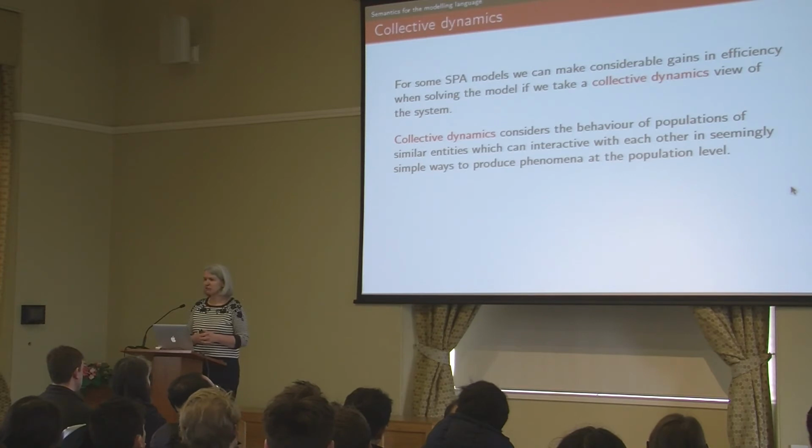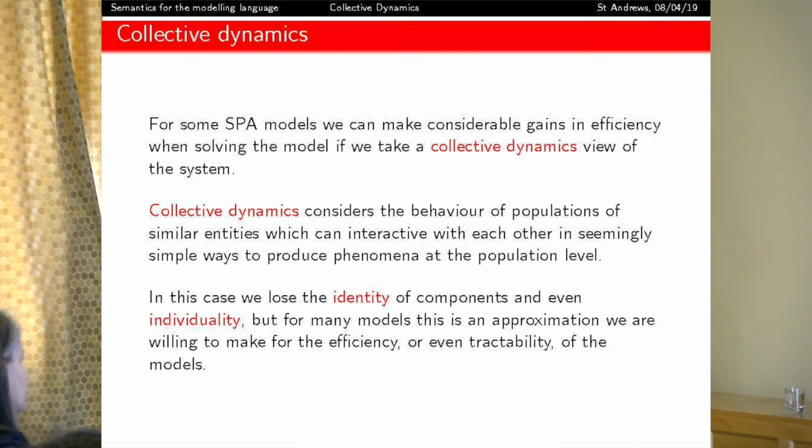That might seem a long way from computer systems, but actually when you're doing things like scalability analysis of client-server systems, you can take a very similar view. You perhaps have a population of servers, typically quite small, and then a very large population of clients, and what you want to know is what proportion of the clients are getting served. So we shift to this population dynamics or collective dynamics view. So we lose both the identity and the individuality in this case.